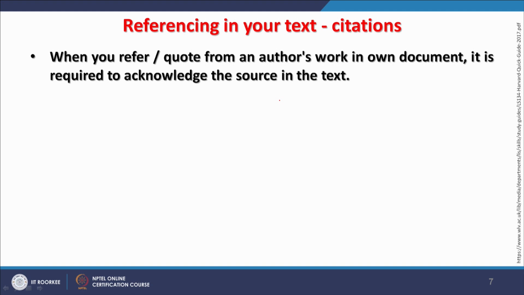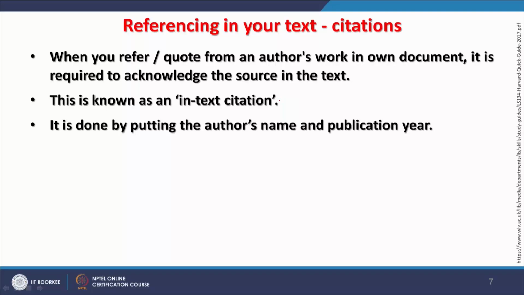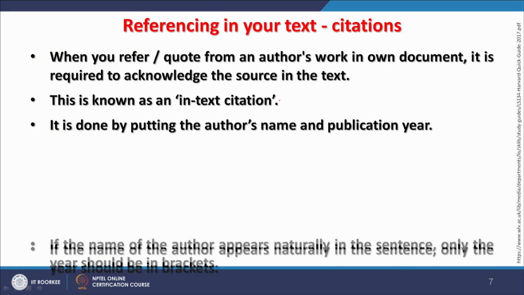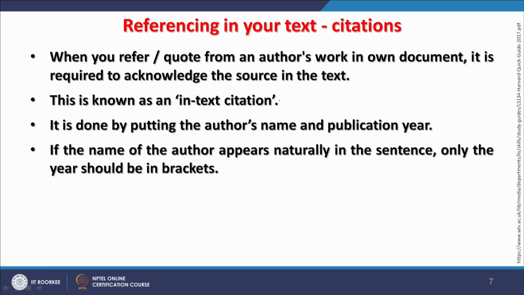So, when you refer to, cite or quote from an author's work in the body of the text, it is required to acknowledge the source in the text and in the list of references, and this is what is called in-text citation. Generally, it is done by putting the author's surname, and then the publication year. This is given in the body of the text, whereas in the list of references complete details are given, including initials and the names of other authors.